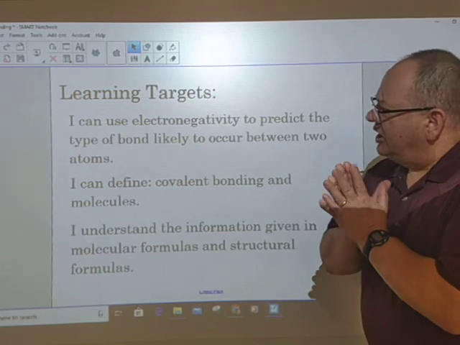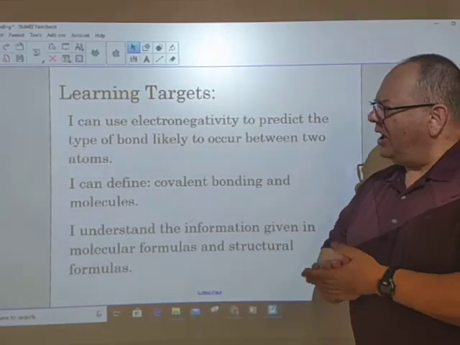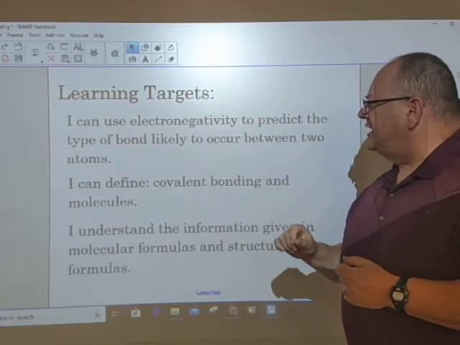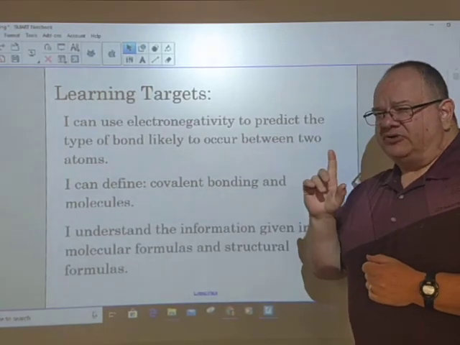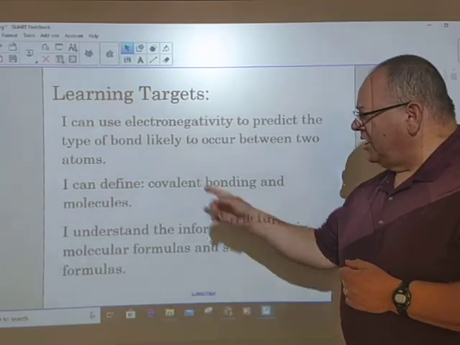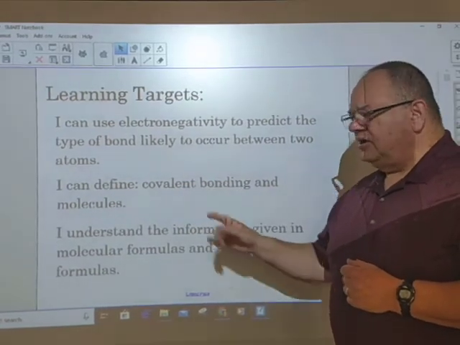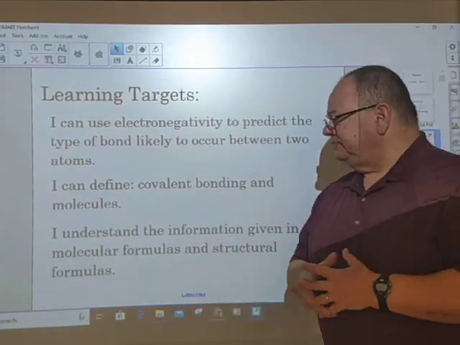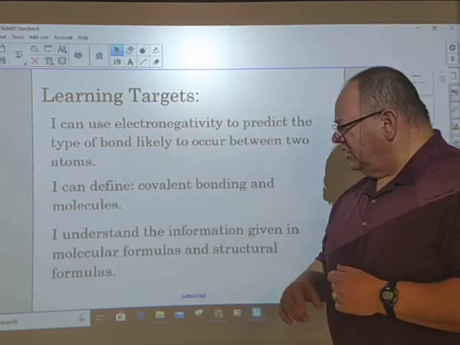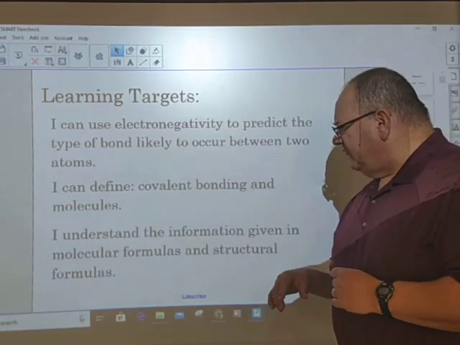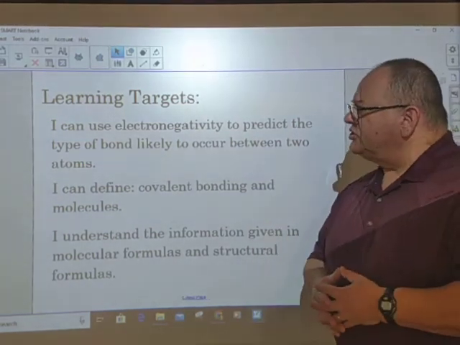All right, so some learning targets for today. This will be a fairly short basic lesson, I think. One, I can use electronegativity to predict the type of bond likely to occur between two atoms. Electronegativity is really going to be a key. A couple basic definitions. You should be able to define covalent bonding and define molecules. And when we look at formulas, I can understand information given in molecular formulas and structural formulas. So some basic targets for today.